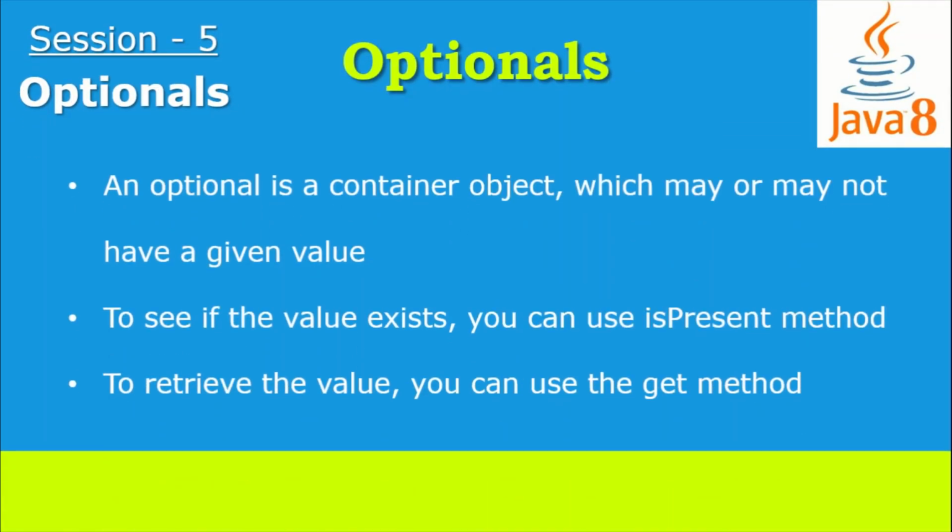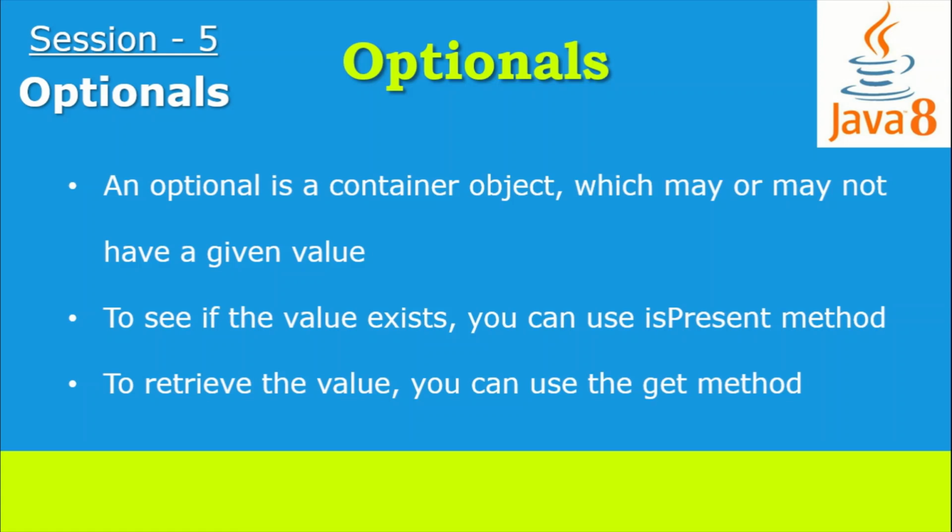An optional is a container object which may or may not have a given value. To see if a value exists, you can use the isPresent method, and this will return true if the value exists, otherwise it will return false. To retrieve the value, you can use the get method. This will retrieve the value inside the optional or container.